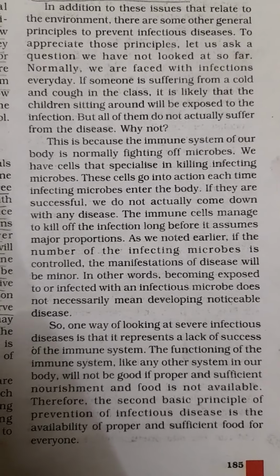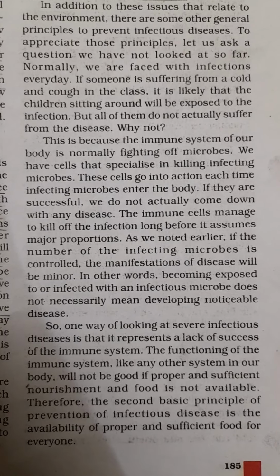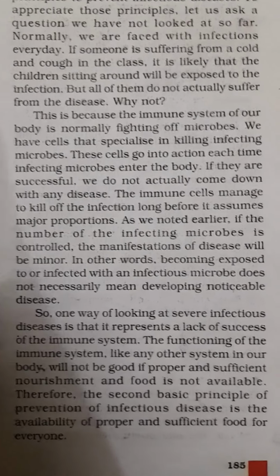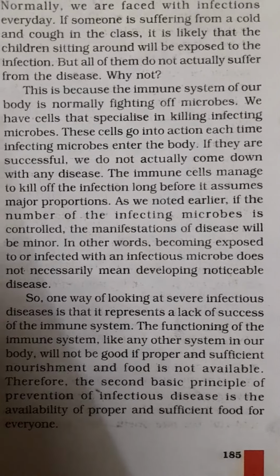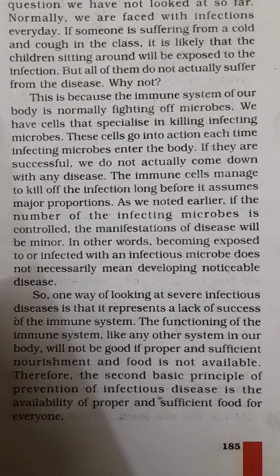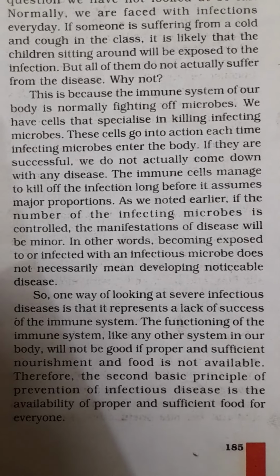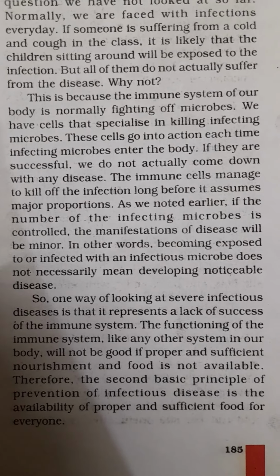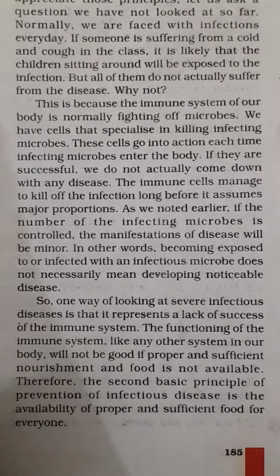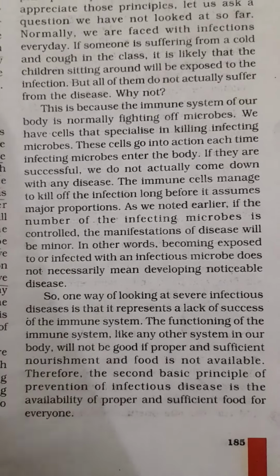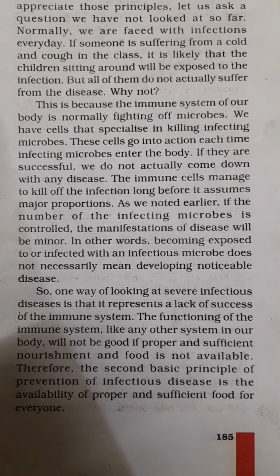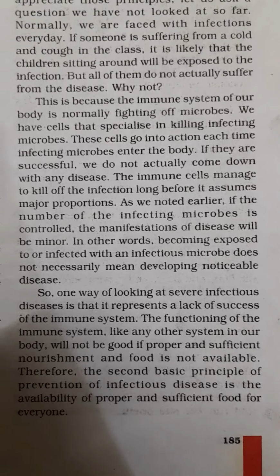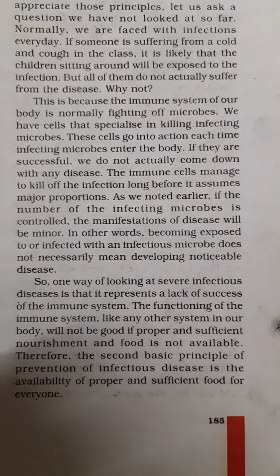For example, our immune system is normally fighting off microbes. We actually have cells that specialize in killing infecting microbes. They are called macrophages, and mainly you have lymphocytes which help in providing immunity. There are two types of lymphocytes, B lymphocytes and T lymphocytes. You will be learning about them in the higher classes.